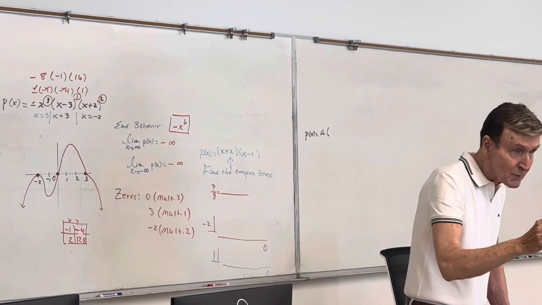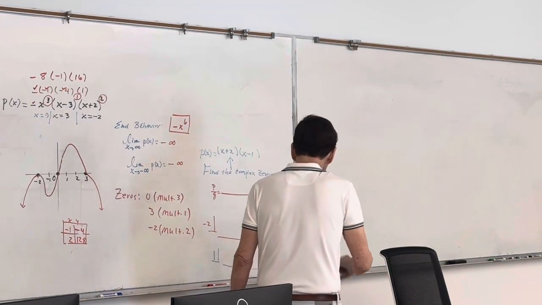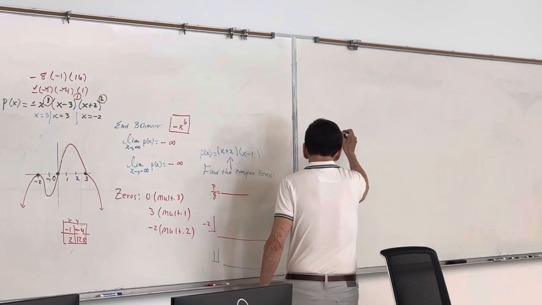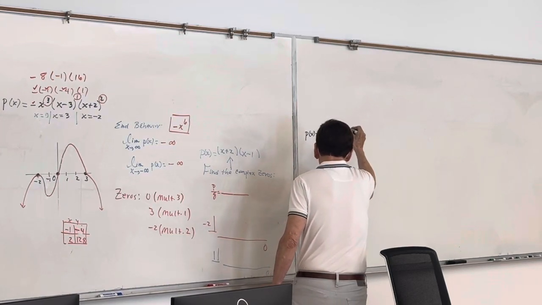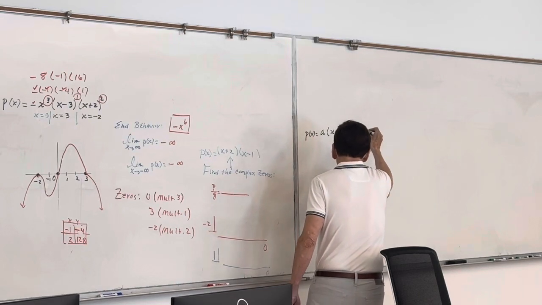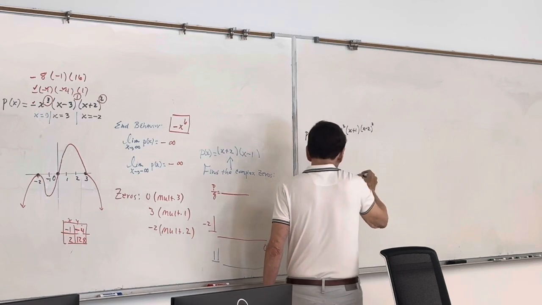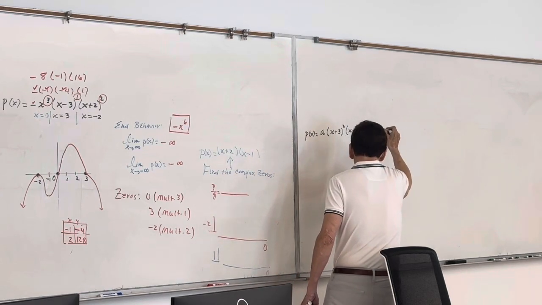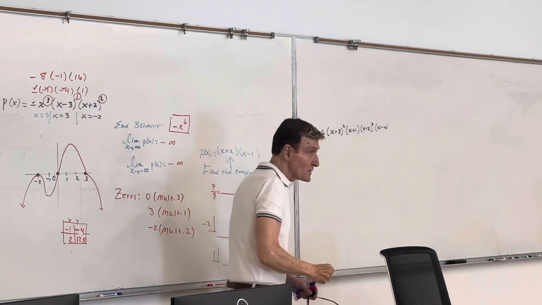Who would like to go from left to right and tell me the, Jonathan, go for it. All right. X plus 3, multiplicity 2, and then x plus 1. And then x minus 2, multiplicity 2. And then x minus 4. Like that. You guys agree with it?